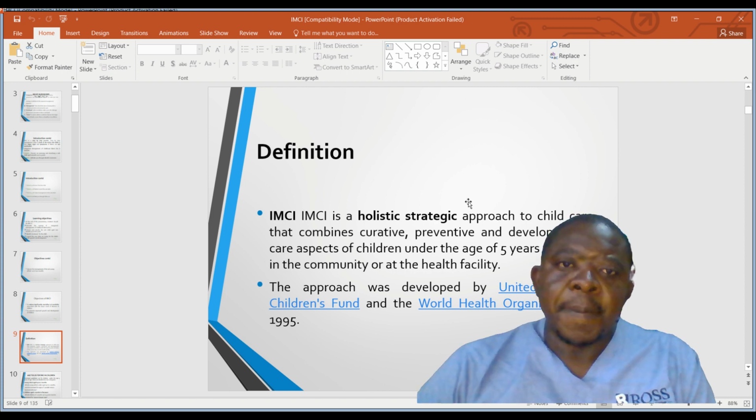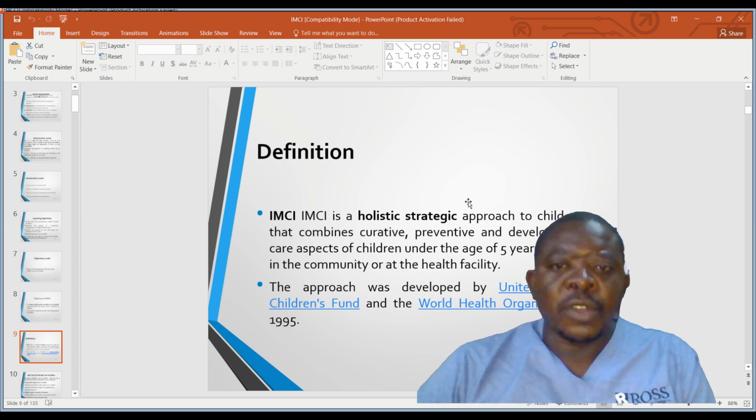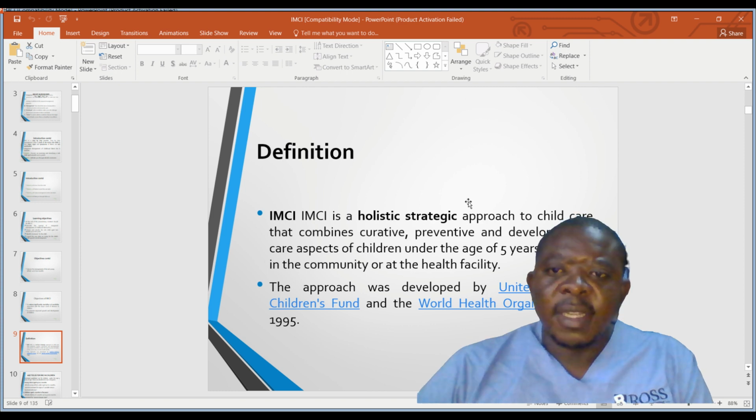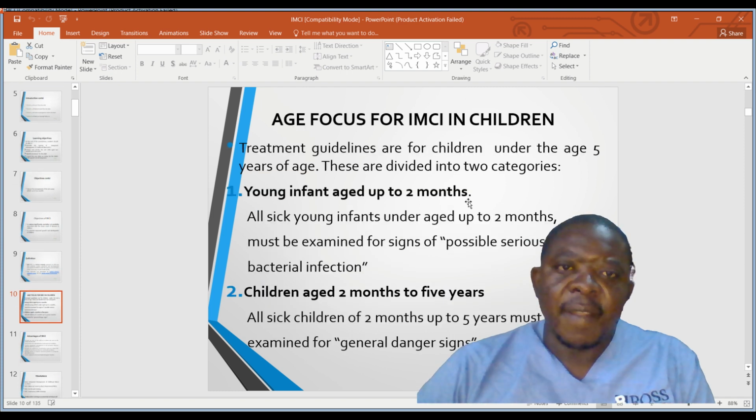Definition. IMCI, as defined before, is a holistic strategic approach to child care that combines curative, preventive, and developmental care aspects for children under the age of 5 years at home, in the community, or at the health facility. The approach was developed by the United Nations Children's Fund and the World Health Organization in 1995.